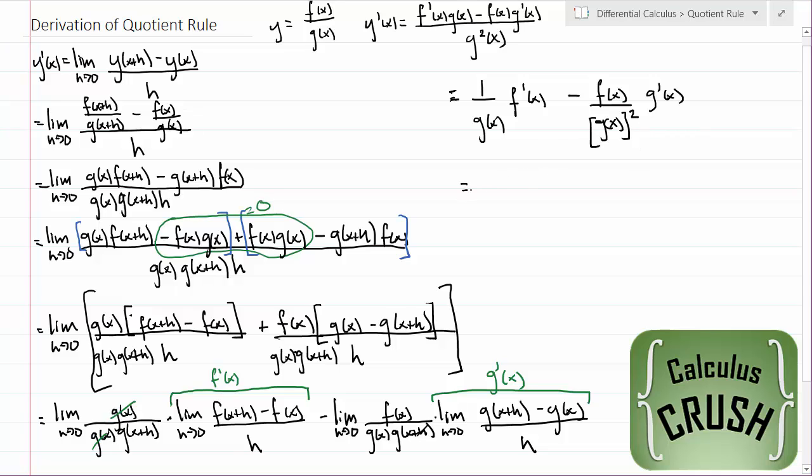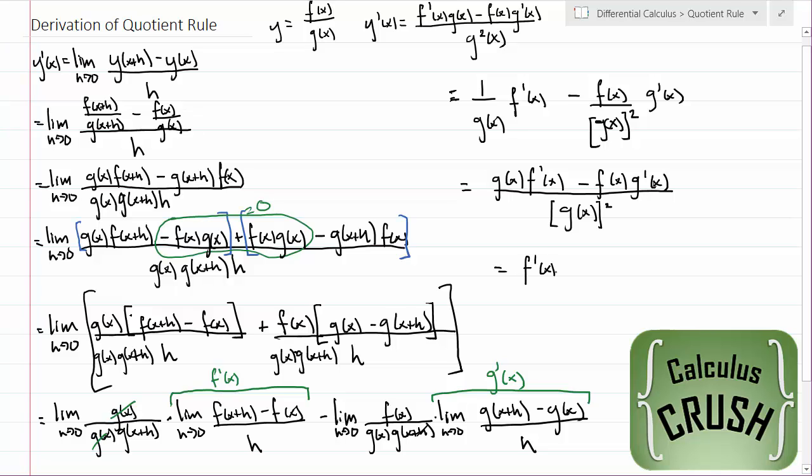So now we have two fractions. If we want to add them together, we need a common denominator. So we just need to multiply this term by g of x over g of x. So what we get is g of x times f prime of x minus f of x times g prime of x, and that's all divided by g of x squared. You can also write it as g squared x. It doesn't matter. So this is almost exactly the same as what we have here. We just need to rearrange the terms and we get our final expression.